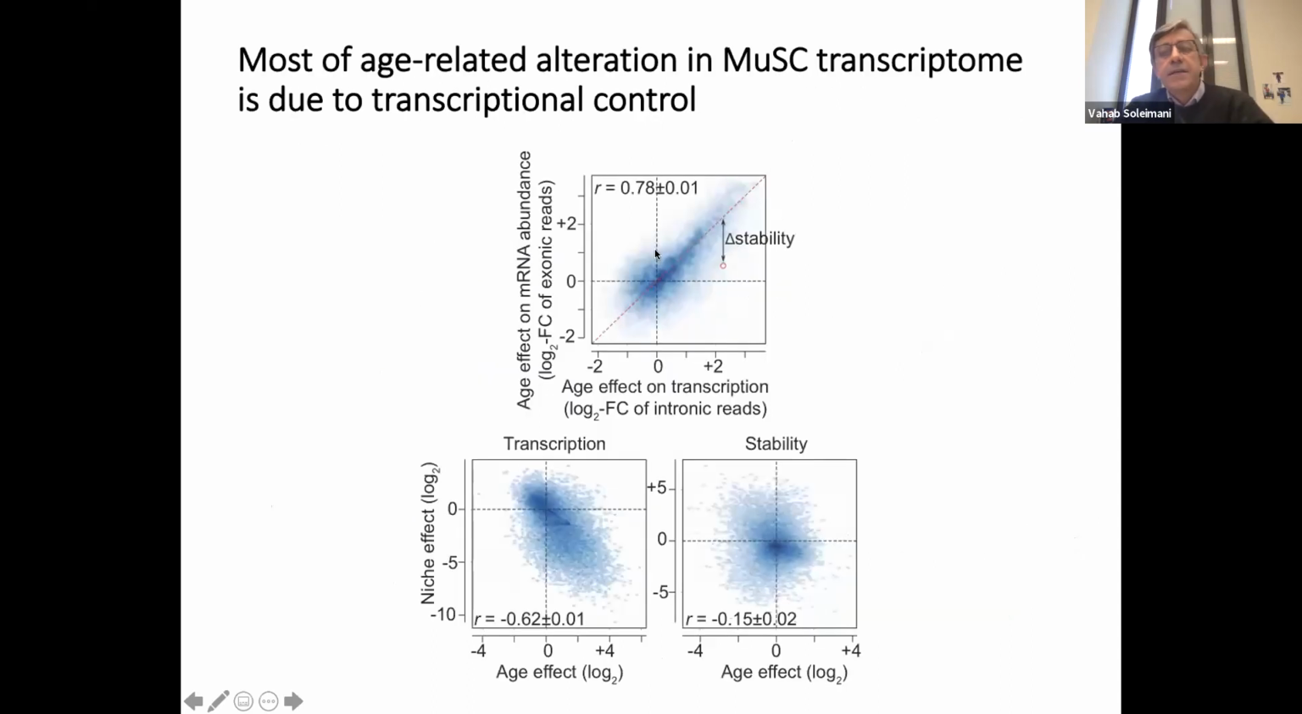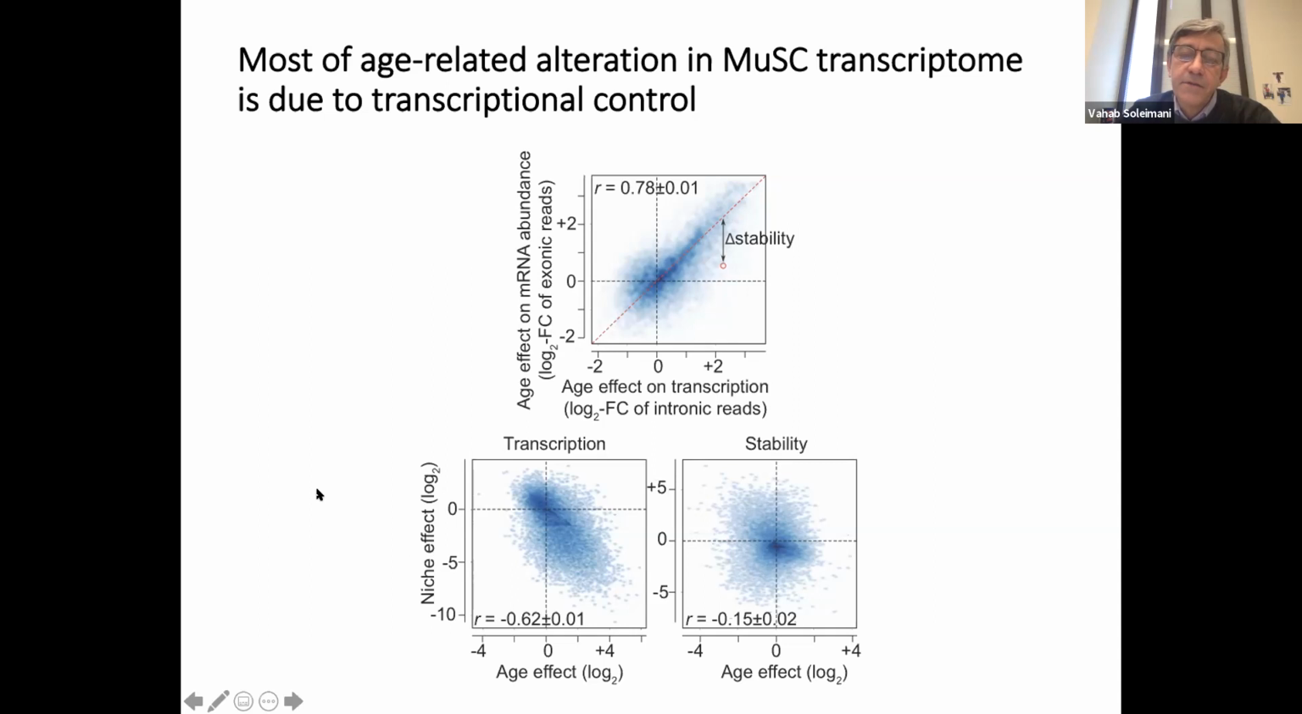So when we apply this to our aging model, when we look at the age effect on transcription, an age effect of mRNA abundance, we see again the data clearly falls on that diagonal. So there's really not much. I mean, you could find some genes that are changed during aging, but globally, when we look at it, it seems like changes in transcriptome during aging are not the result of RNA stability. So there must be something else.